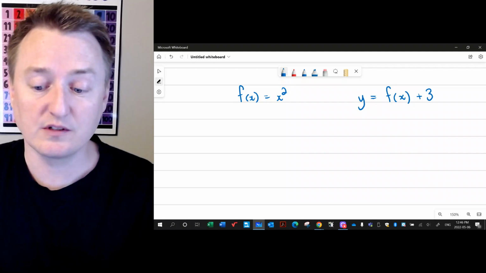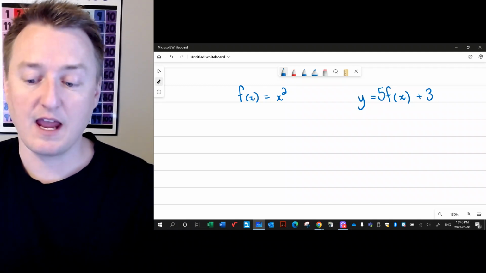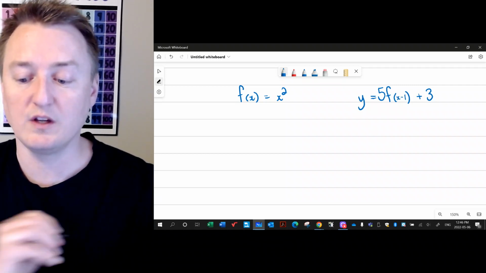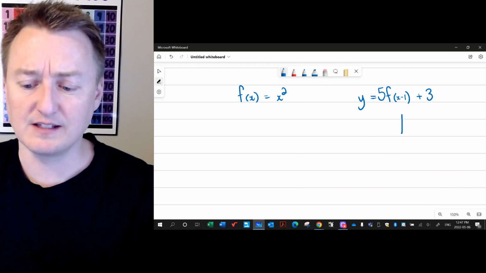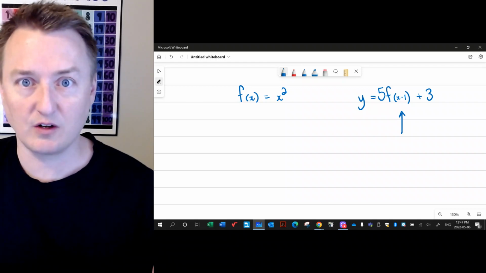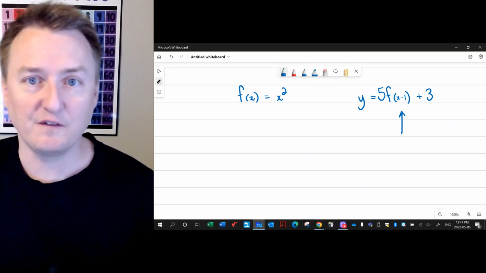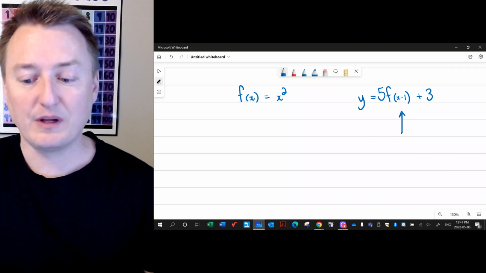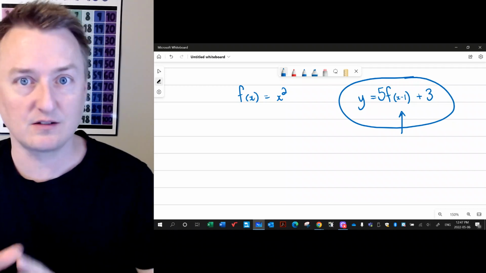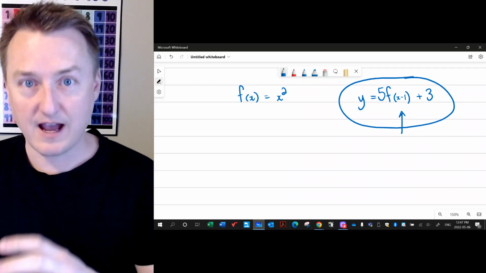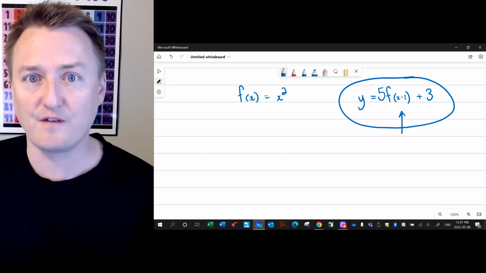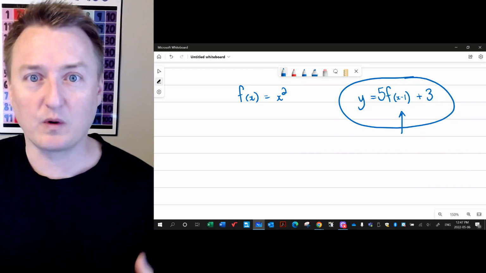I could, though, stretch this by a factor of 5, and on this input here, I could say I'm also going to move this 1 unit to the right. Now you might look at this and say, what is this going to look like? Well, it's going to take this x squared graph, stretch it by a factor of 5, shift it 1 to the right and 3 units up, but you don't see any x squareds in here. That x squared notation doesn't show up in this circled part here. The x squared portion of this is being referenced in the function f of x.